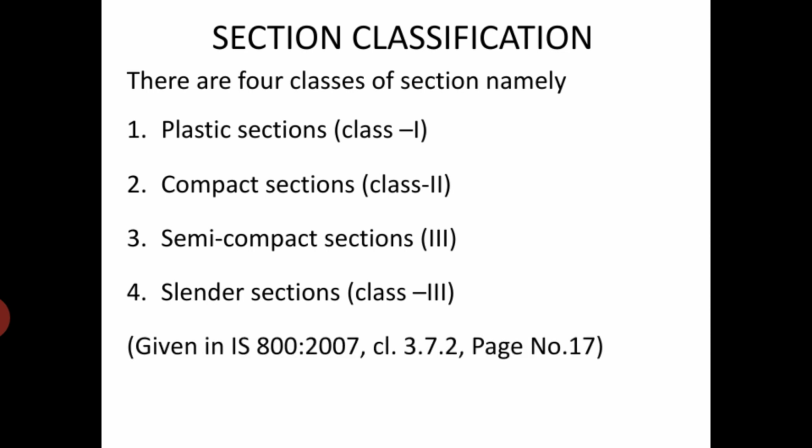These classifications are given in IS 800 2007 in clause number 3.7, specifically 3.7.2, page number 17 if you refer. How the classes of the sections are made is completely given there. Next, I am going to show you one moment rotation curve that explains everything about the section classification.